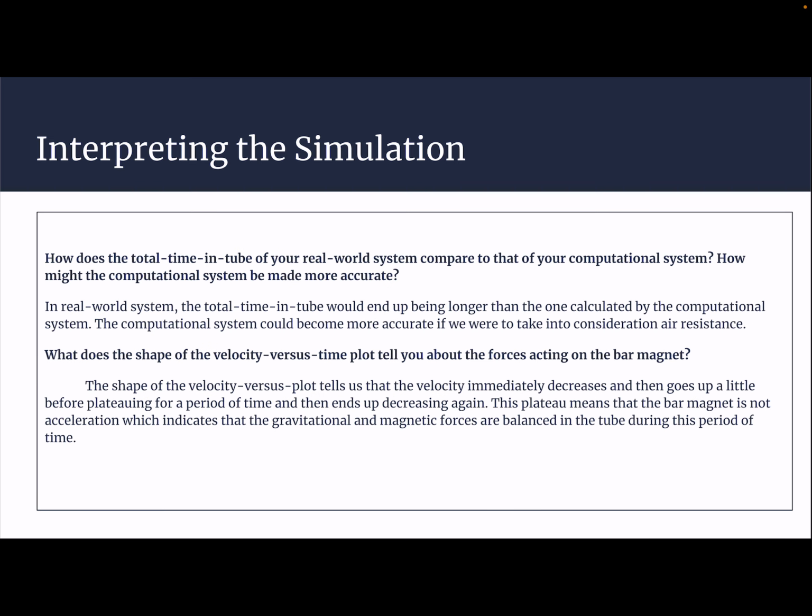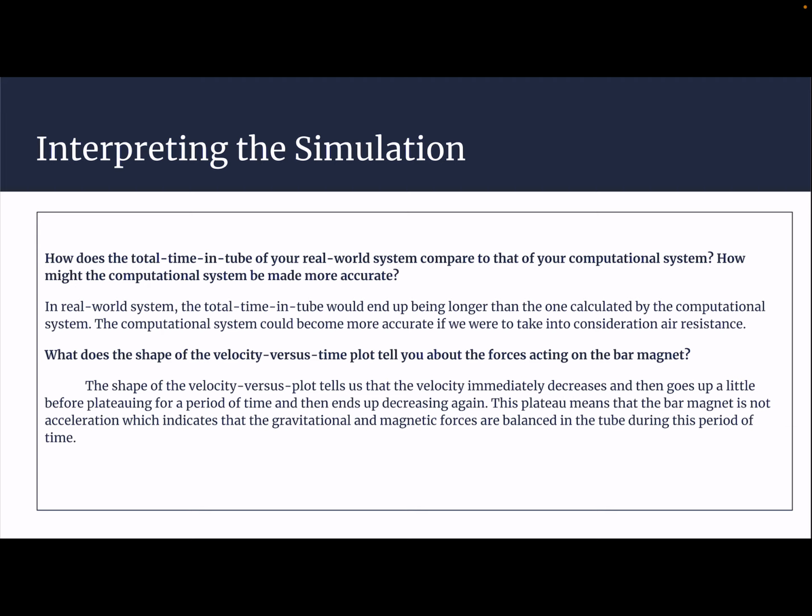For our third observation, in a real-world system, the total time in the tube would end up being longer than the one calculated by the computational system. The computational system could become more accurate if we were to take into consideration air resistance. Last but not least, our fourth observation, the shape of the velocity versus time plot tells us that the velocity immediately decreases, then goes up a little before plateauing for a period of time and ends up decreasing again. This plateau means that the bar magnet is not accelerating, which indicates that the gravitational and magnetic forces are balanced in the tube during this period.